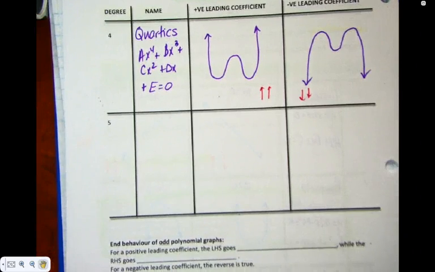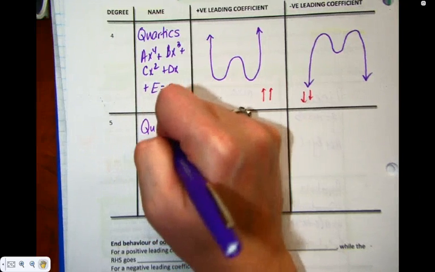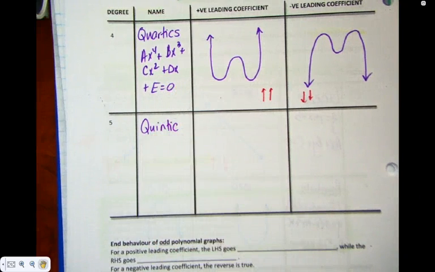What do we call the fifth degree of 5? Quintic. If someone has 5 babies at one time, what are they called? Quints. 5 babies at one time.